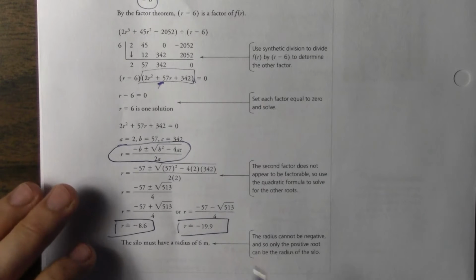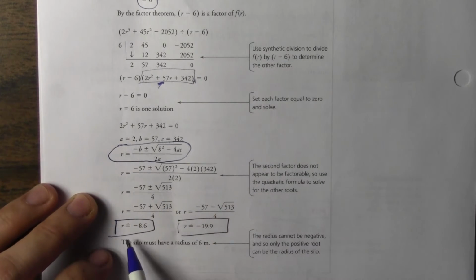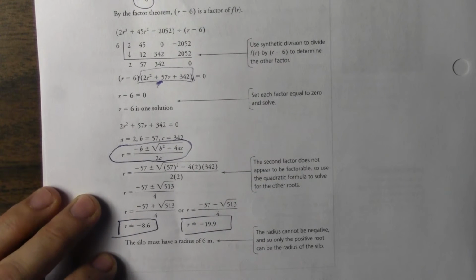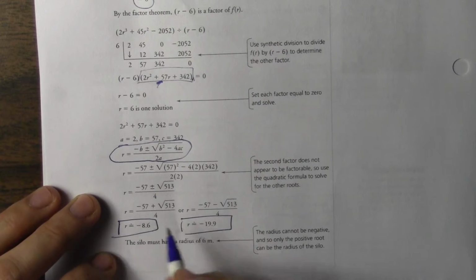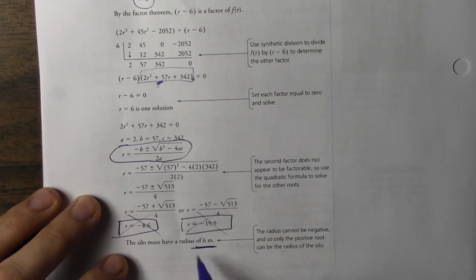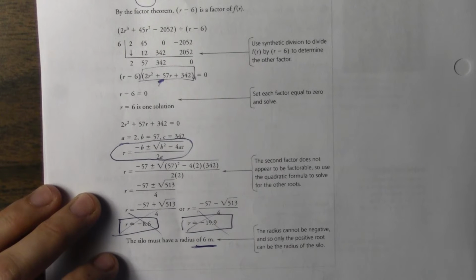All right. So we end up with two negative values for our radius. That's a problem because as we know, we can't have a negative value for radius. So these two values are invalid for us. So we know the silo must have a radius of 6.